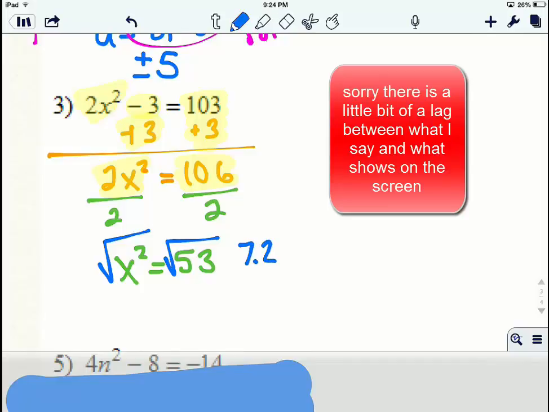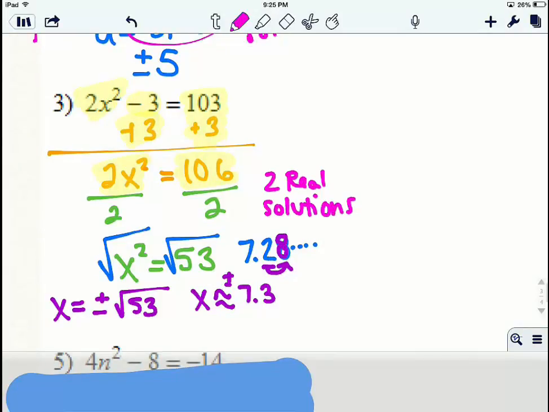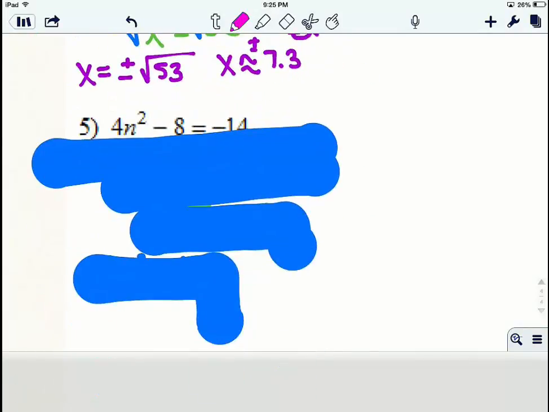So we have two answers. We could say our x is equal to plus or minus the square root of 53, because we took the square root of 53. Or we could say x is approximately, and I'm going to round this, 7.3. Again, the 2 will turn into 3 because this 8 right here was 5 or bigger. And don't forget the plus or minus. So this also has two real solutions. They're just not as pretty as 5 and negative 5. They have a decimal.